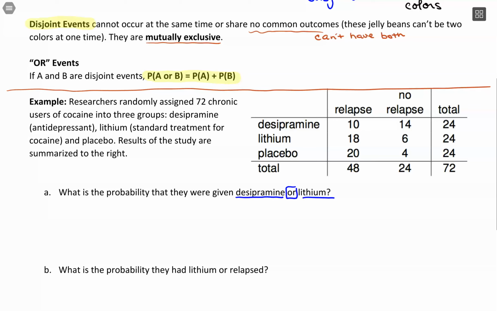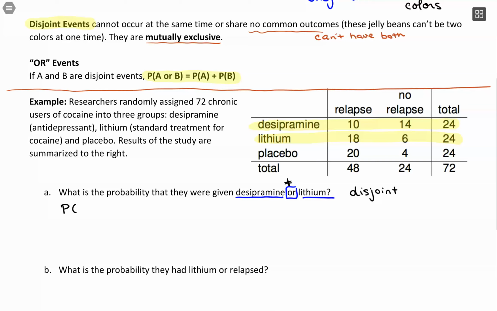Now these two groups, I'm just going to highlight on the table. Here's our desipramine group. Here's our lithium group. There's no overlap between them. They don't intersect anywhere. There's not going to be someone who is taking both treatments. All the people in this group had one treatment. So this would be a case of disjoint, like we saw up above. So we're going to use addition, and I'm always going to mark that. Whenever I see "or," I always put a little addition symbol so I know the calculation to use.